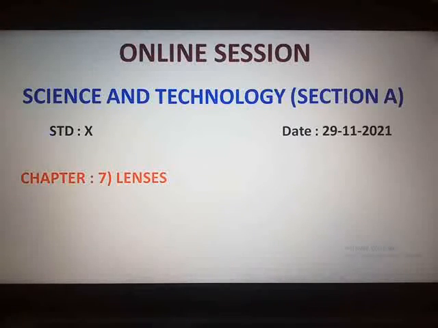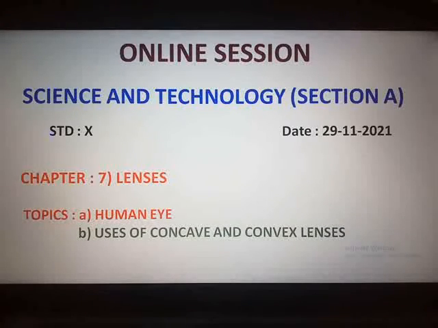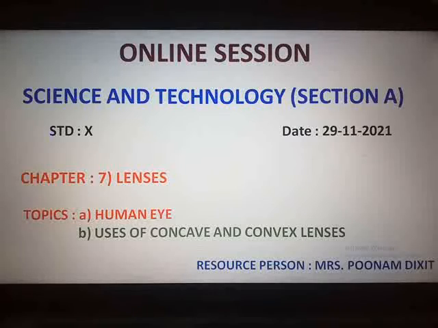The topic which we are going to cover today is a very important, interesting topic, a part of your body, that is the human eye. The different parts of the human eye, the different defects which are faced by the human eye, how these defects can be corrected, and we are also going to study the uses of concave and convex lenses.